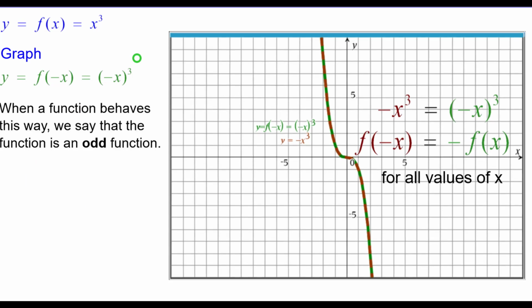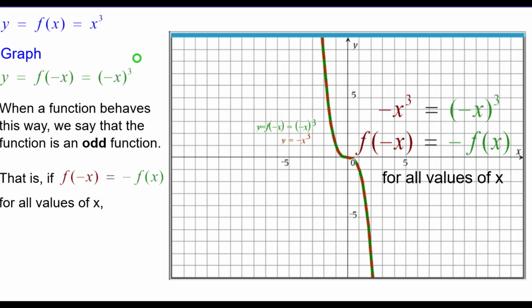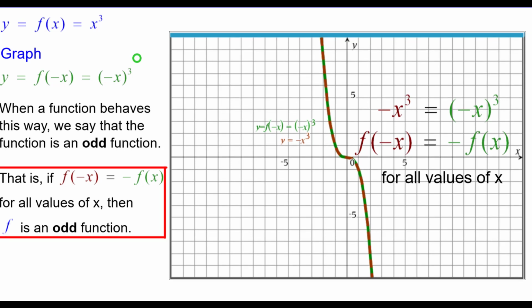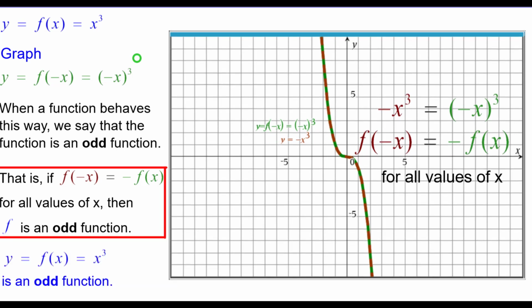So when a function behaves this way, we say the function is an odd function. That is, if f of the opposite of x equals the opposite of f of x for all values of x in the domain, then f is an odd function. That's the definition. y equals x cubed then is an odd function because it behaves this way.